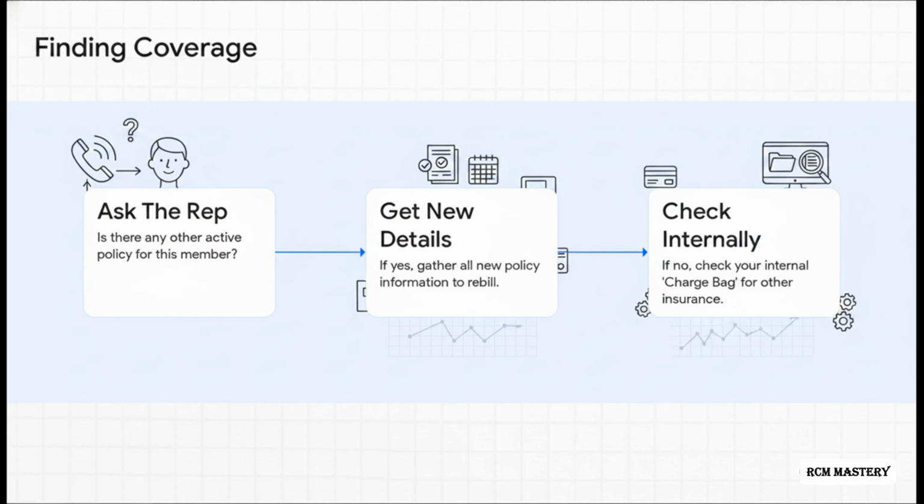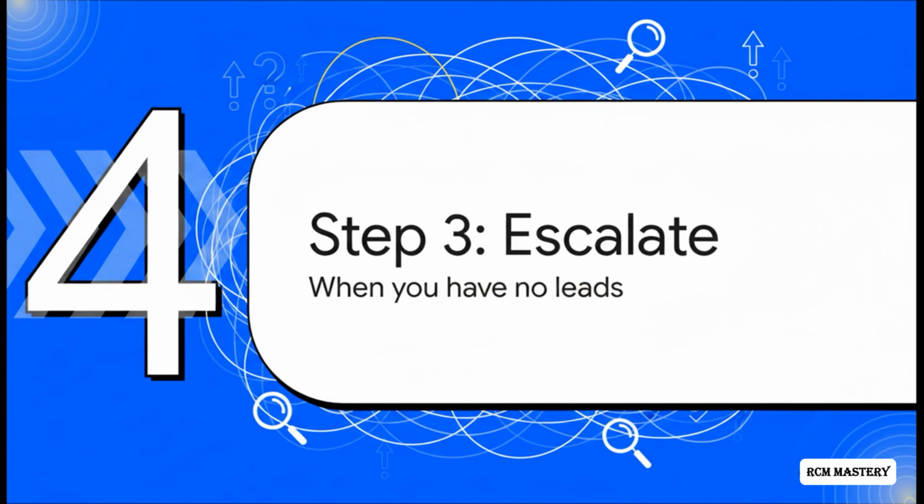Ask them point blank, is there any other active policy for this member? If they say yes, that's fantastic. Grab all the new policy details so you can rebill. If they say no, your next stop is to check your own internal records. Go look in the charge bag or in the patient's file for any other insurance info you might have on record. But what happens if the carrier has nothing and your own files come up empty? Well, now it's time to escalate.